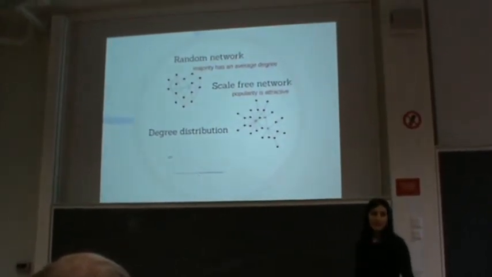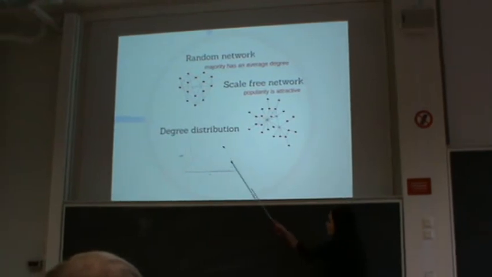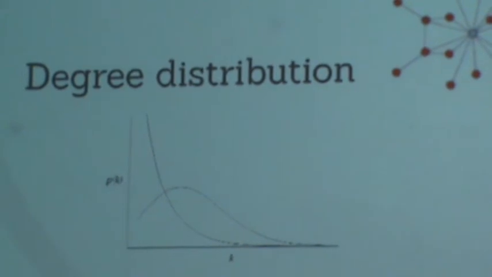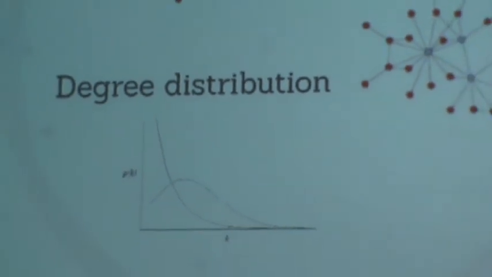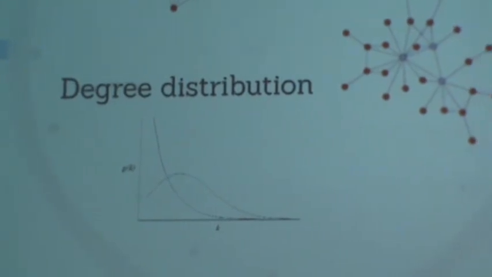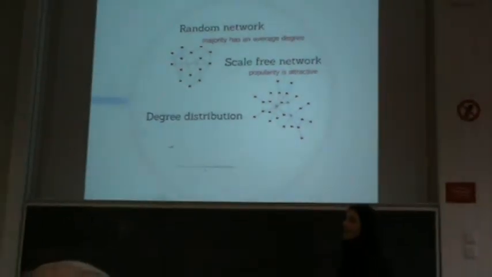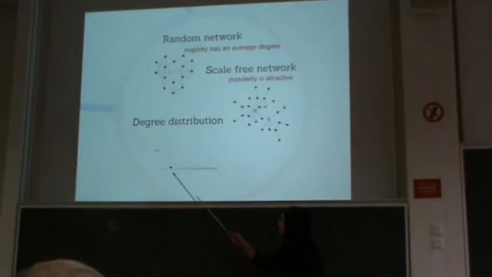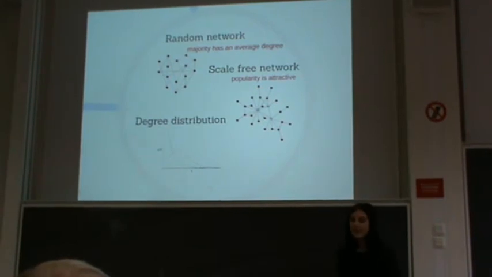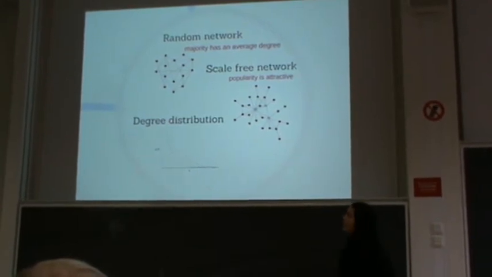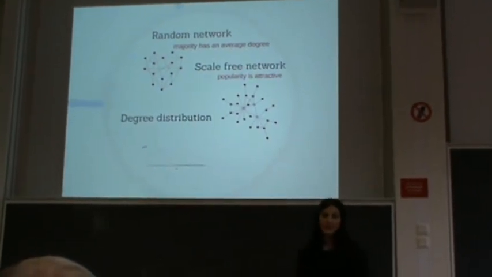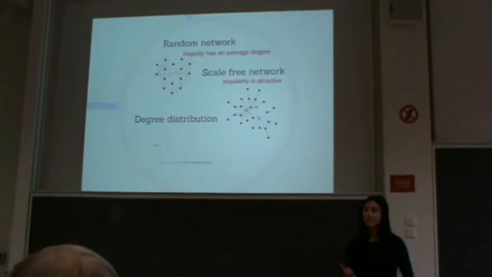Now, if we look at the degree distribution of a random network, we can have a look at this plot here. On the x-axis, we have the possible degrees that we can observe. And on the y-axis, we have the probability to observe this specific degree. Now we see that the random network has this kind of bell-shaped curve as a distribution. And this basically tells us that the majority of the nodes have an average degree. Now, if we think about it, this doesn't sound very realistic.